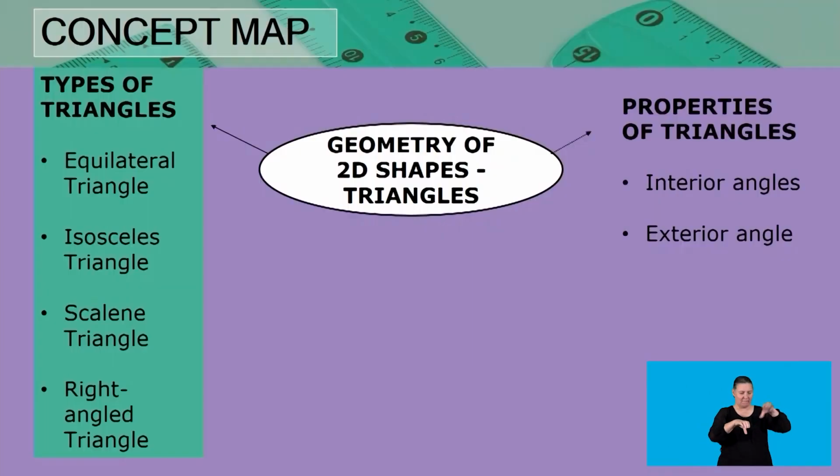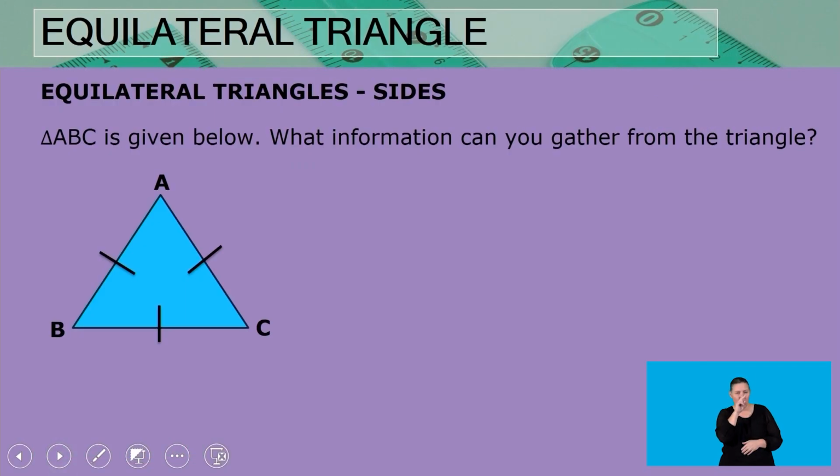So now we are going to be looking at the first part of our concept map, and that is the types of triangles. So let us look at the first type, which is the equilateral triangle, and we are going to be looking at the sides of this equilateral triangle. Triangle ABC is given below. What information can you gather from this triangle?